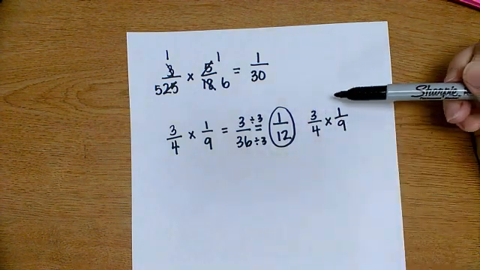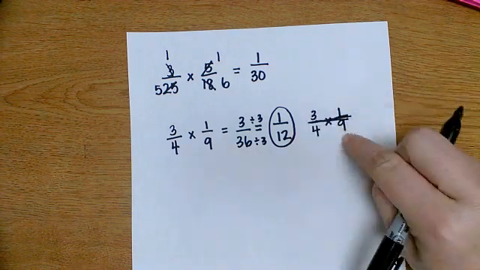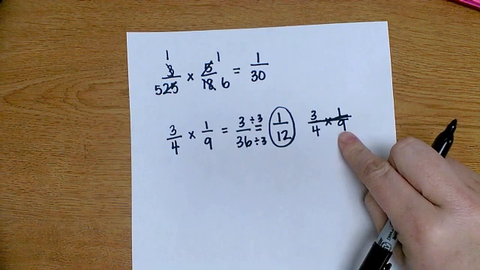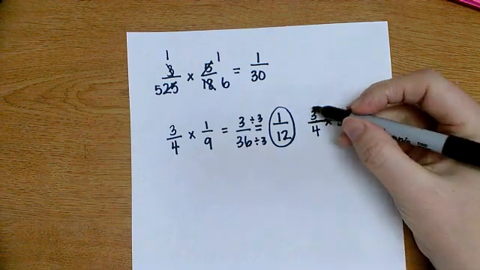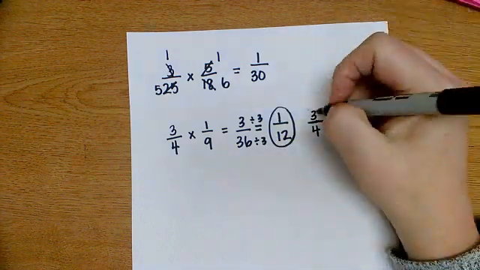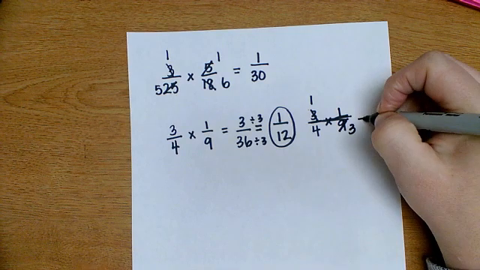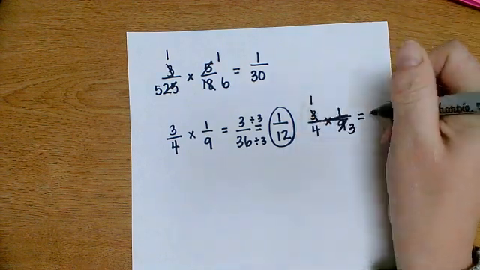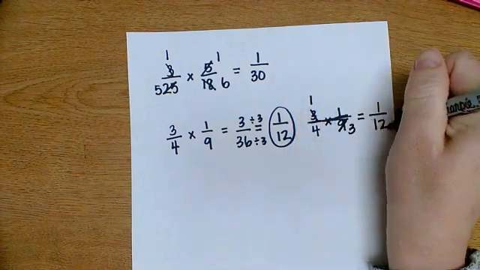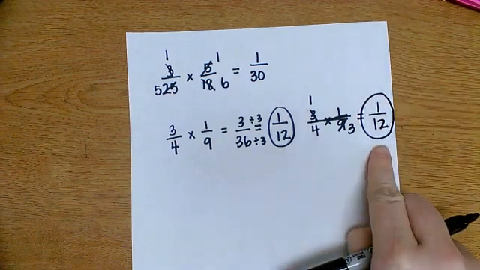remember I'm looking for factors that would be shared in the top and the bottom. So these guys share a 3 as a factor. They can both be divided by 3. And I have 1 in the top, 1 in the bottom. 3 divided by 3 is 1, and 9 divided by 3 is 3. So now when I multiply across, I get 1/12. It's the same answer.